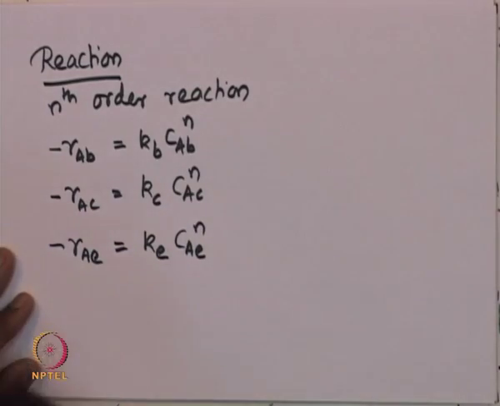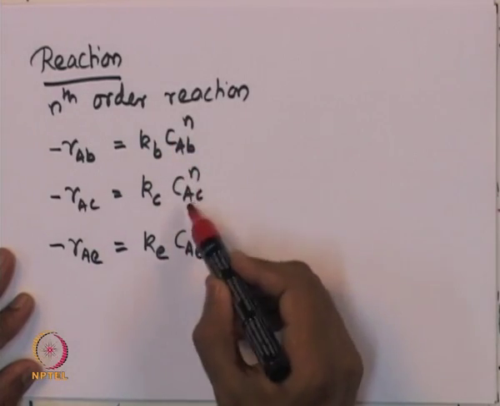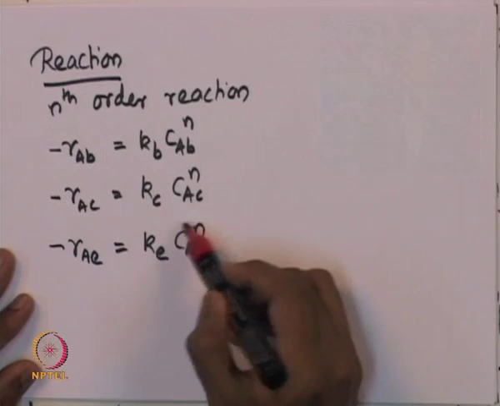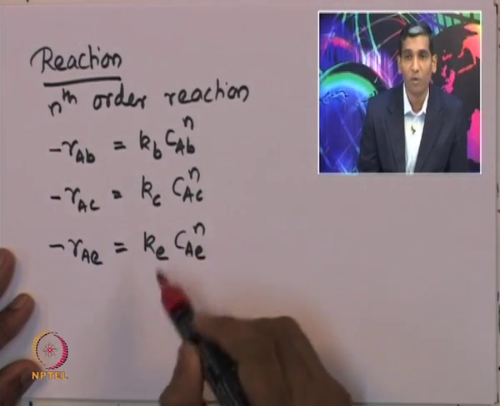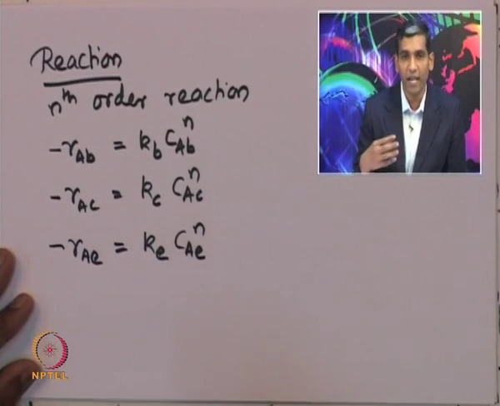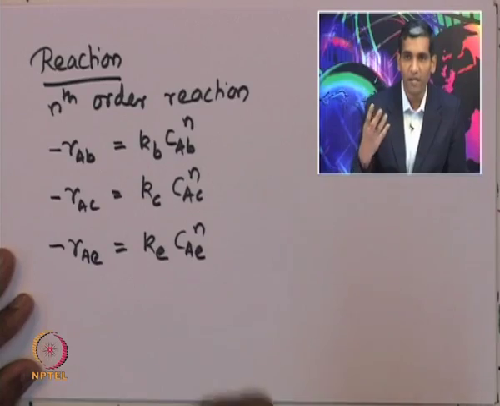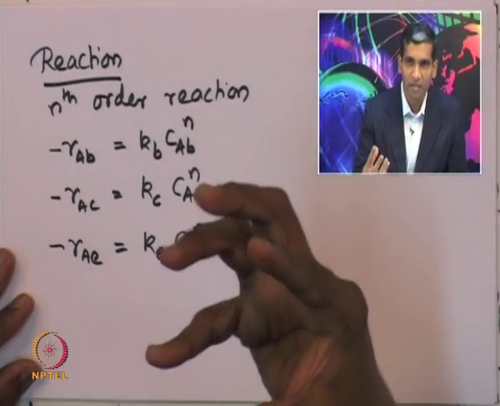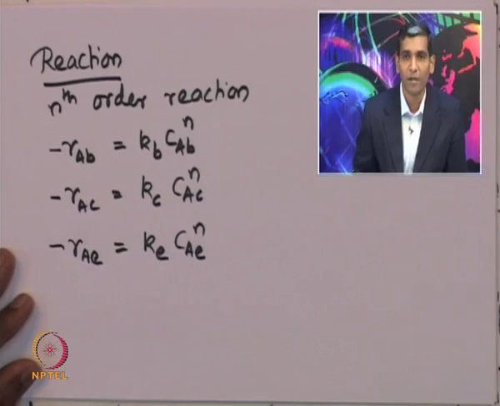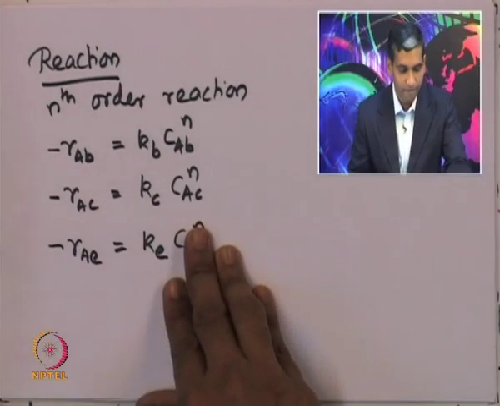And for the emulsion phase, it can be written as KE into CAE to the power of n, where CAB is the concentration of the species in the bubble phase, CAC is the concentration of the species in the cloud phase, and CAE is the concentration of the species in the emulsion phase. Now, it's important to write these rate expressions in all three phases. Although the emulsion phase contains the maximum number of particles, the bubble phase and the cloud phase also will have some particles, and therefore it's important to write these expressions, because the reaction can in principle occur in the catalyst particles in each of these phases.